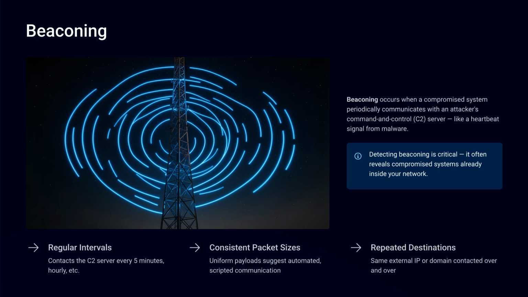Beaconing occurs when a compromised system periodically communicates with an attacker's command and control server. Detecting this heartbeat signal from malware is critical. Look for communication at regular intervals, consistent packet sizes, and repeated destinations.